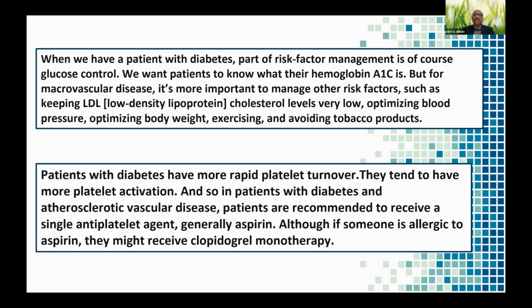when we have a patient with diabetes, part of risk factor management is of course glucose control. We want patients to know their HbA1c, but for macrovascular disease, it is more important to manage other risk factors such as keeping the LDL very low, optimizing blood pressure, optimizing body weight, exercising, and avoiding tobacco products. Patients with diabetes have more rapid platelet turnover and tend to have more platelet activation. So in patients with diabetes and atherosclerotic vascular disease, a single antiplatelet agent, generally aspirin, is recommended. If someone is allergic to aspirin, they may receive clopidogrel monotherapy.